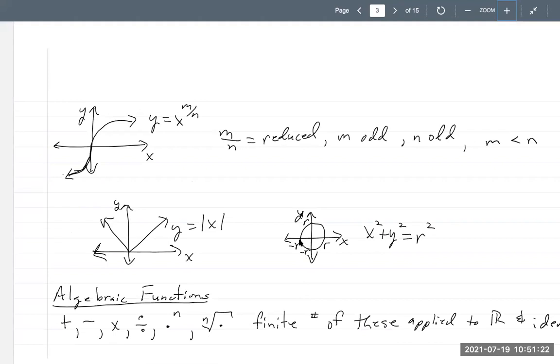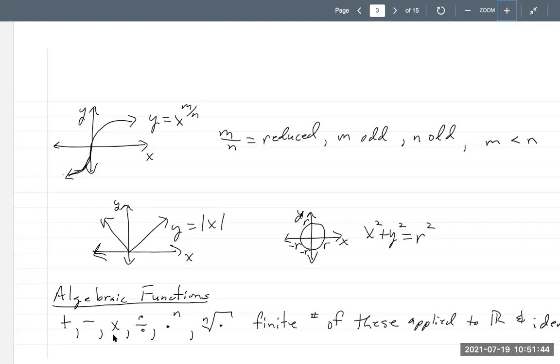The graph of x squared plus y squared equals r squared is the graph of a circle centered at the origin of radius r. This is not the graph of a function. So in this case, we're not graphing a function. It doesn't pass the vertical line test.